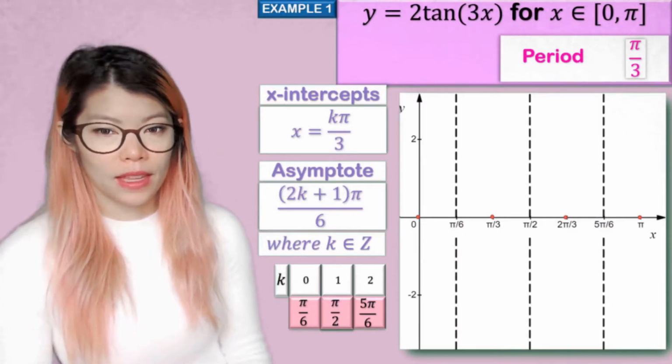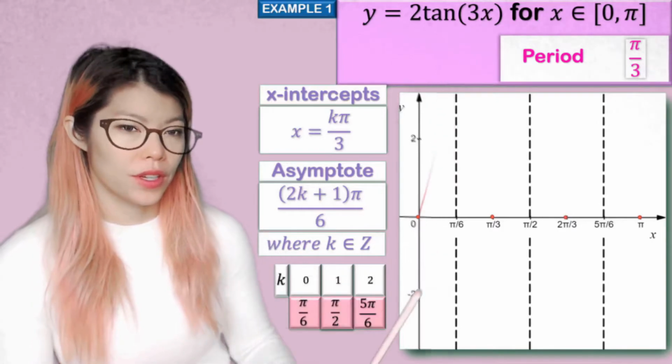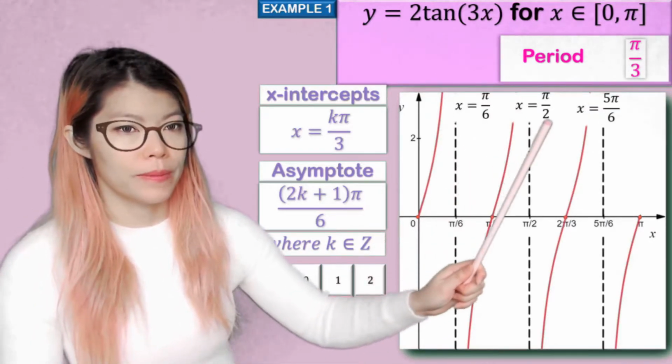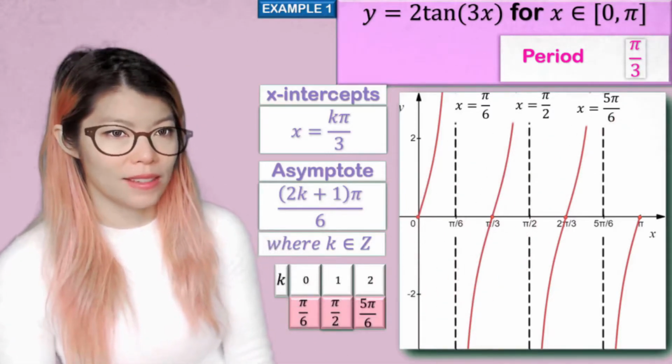Now let's draw the graph. So it's a positive graph, so it goes down that way. And then we're going to plug in the asymptotes. Don't forget to write the equation of the asymptotes in your graph.